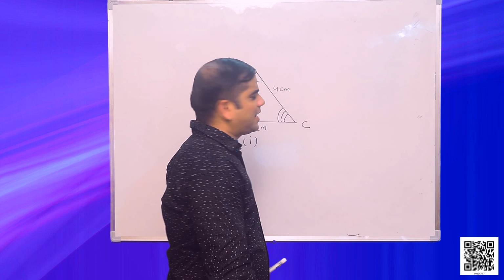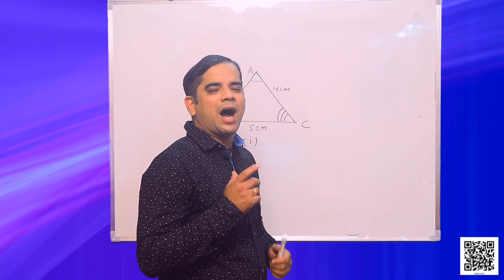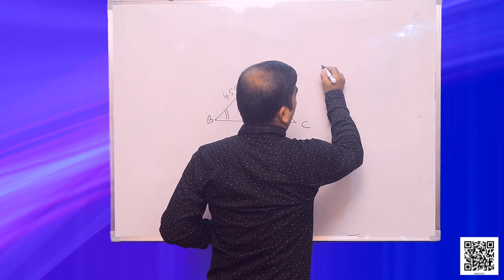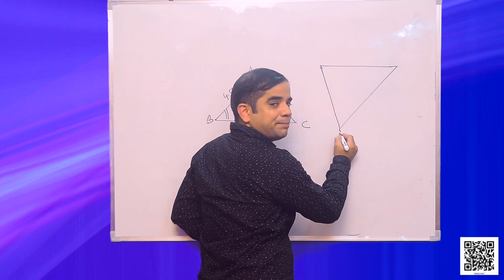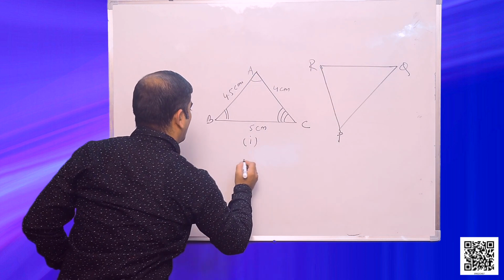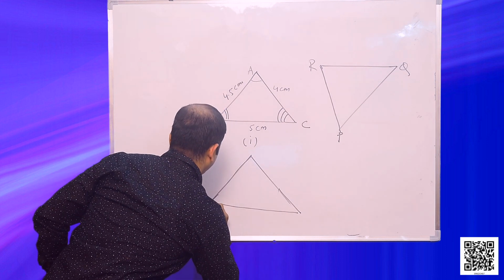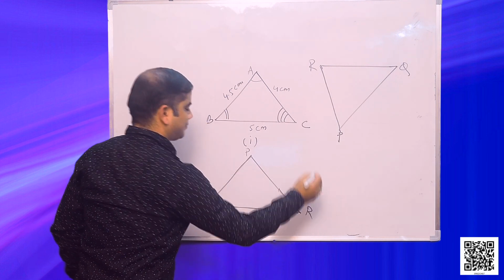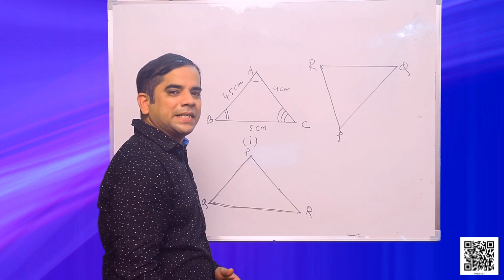So students, let us concentrate on triangle number 2. It is PQR. Let us rotate it upside down. The present position of the triangle is like this. Okay, this is P, Q and R. If I rotate it upside down, this gives us triangle PQR. Okay, triangle PQR.